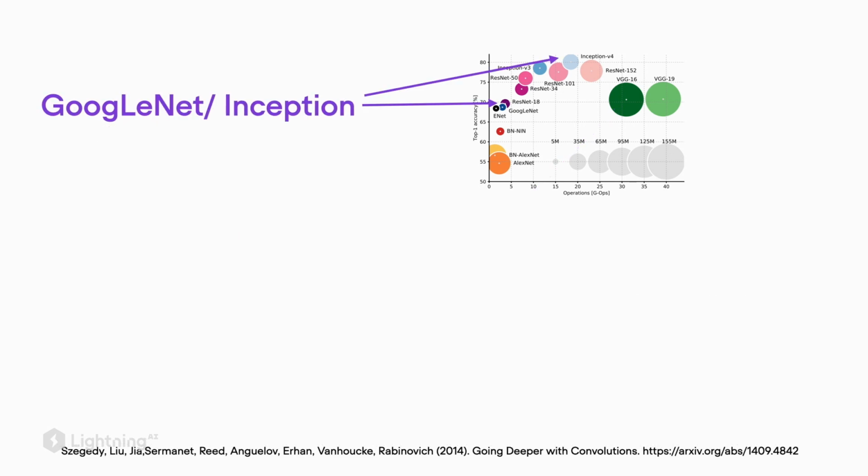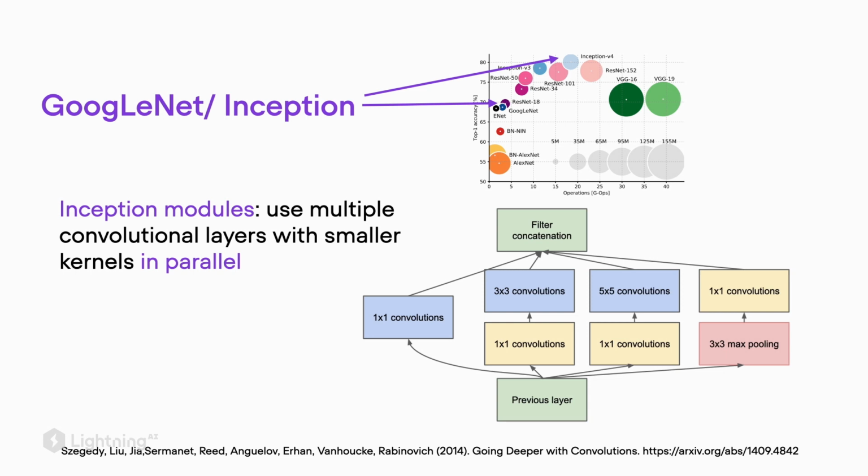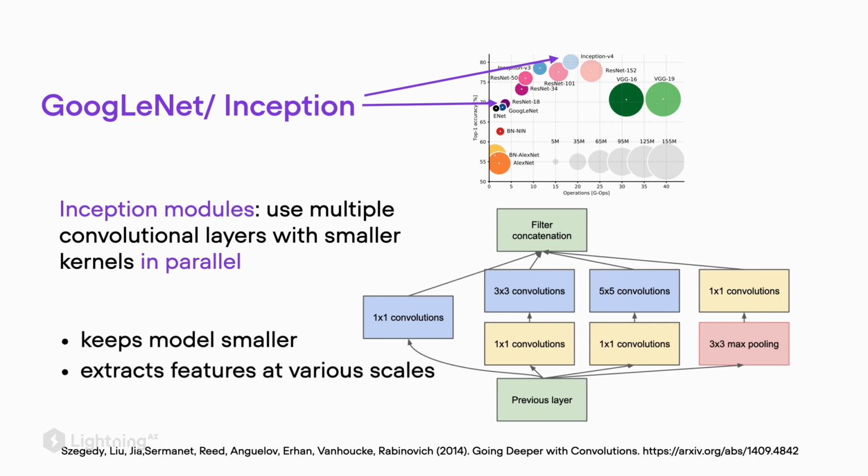Another popular architecture is GoogleNet, also called Inception. GoogleNet is based on the so-called Inception modules. And Inception modules in turn are based on multiple convolutional layers in parallel, where these convolutional layers have smaller kernel sizes than usual. And that is to design different types of feature extractors and also to keep the number of parameters small compared to using, let's say, convolutional layers with large kernels. So the key idea behind these Inception modules is that we can keep the model smaller by using these smaller kernel sizes, and we can also then extract features of various scales by having these different kernel sizes.